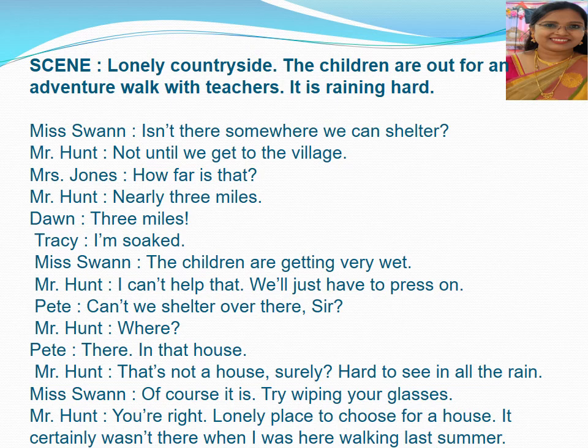Miss Swan: Isn't there somewhere we can shelter, Mr. Hunt? Mr. Hunt: Not until we get to the village. Mrs. Jones: How far is it? Mr. Hunt: It is nearly 3 miles. Dow: 3 miles? Crazy, I am soaked. Miss Swan: Mr. Hunt, the children are getting very wet.